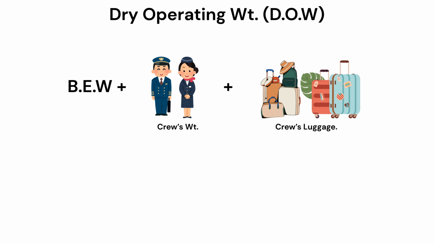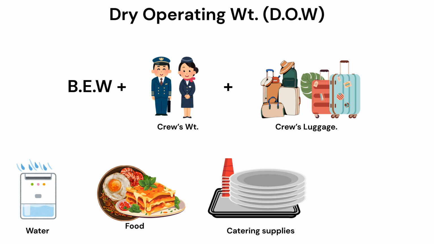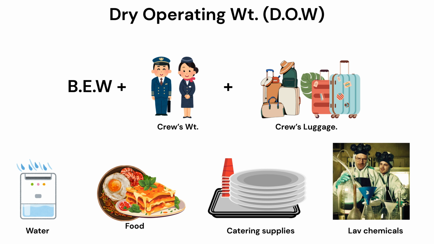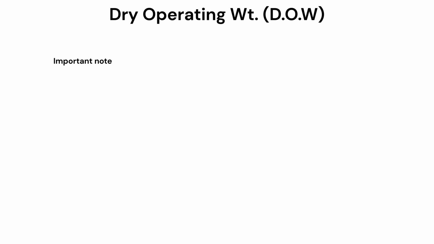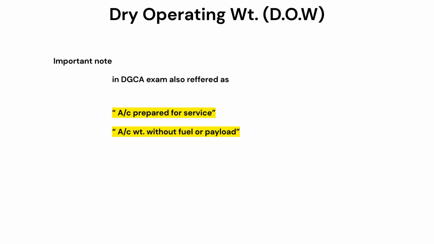Now BEW plus crew's weight, plus crew's luggage. And also your crew needs some things to prepare the aircraft for service. They need a portable water tank so they can have water on board for the crew and passengers. They need food, catering supplies, and lavatory chemicals. These all come under dry operating weight. Still no fuel, still no passengers. DOW is also known as aircraft prepared for service or aircraft weight with no usable fuel and payload.